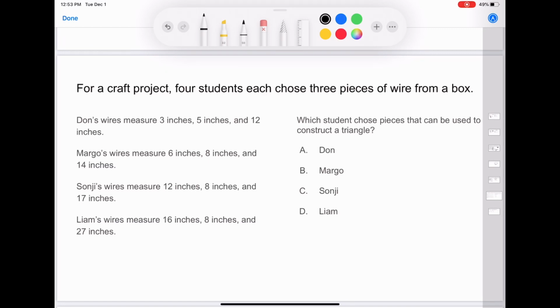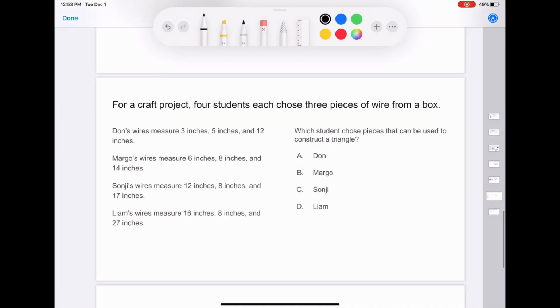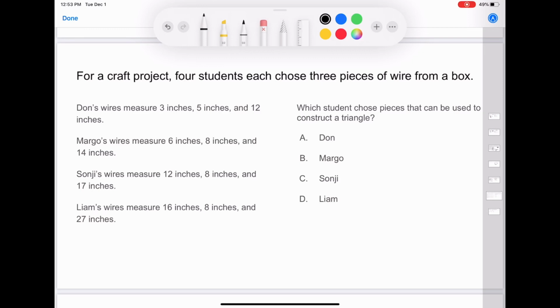This problem states, for a craft project, 4 students each chose 3 pieces of wire from a box. Which student chose pieces that can be used to construct a triangle? Well, let us just look at what we were just doing. We use this equation. And so what we want to do is identify our A's, our B's, and our C's, and plug all those into here and see which of them applies.